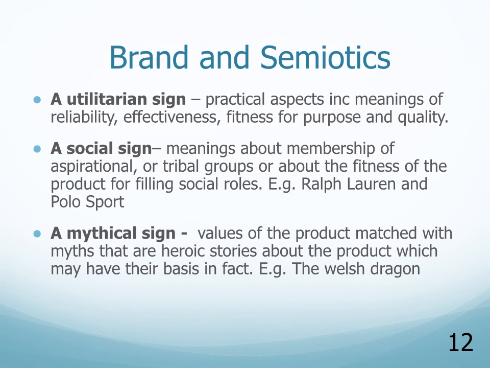There are 3 areas here: a utilitarian sign, a social sign, and a mythical sign. These three areas need to be in place to make the brand semiotic powerful and of value to the organisation and valued by the customers.